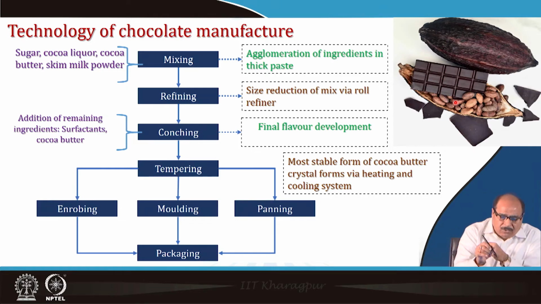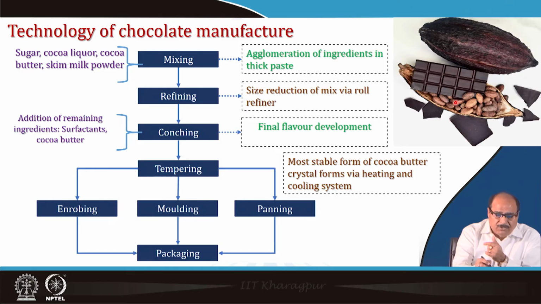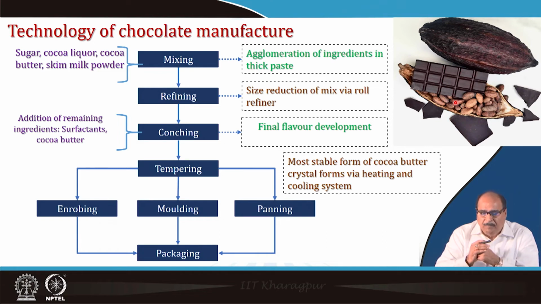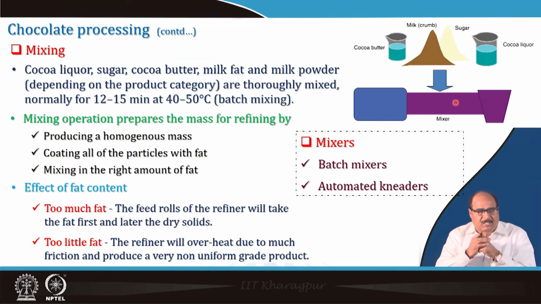After refining, conching is another process, which helps the final flavor development. Here addition of remaining ingredients like surfactant, cocoa butter, etc. may be added, and then the conched chocolate is finally tempered, enrobed, molded or panned, and finally packaged. And in the tempering, it in fact gives the most stable form of cocoa butter crystal via heating and cooling systems. So, mixing is very important.